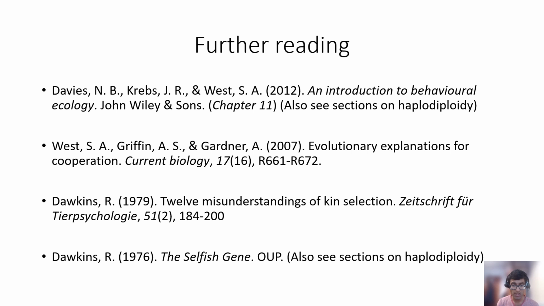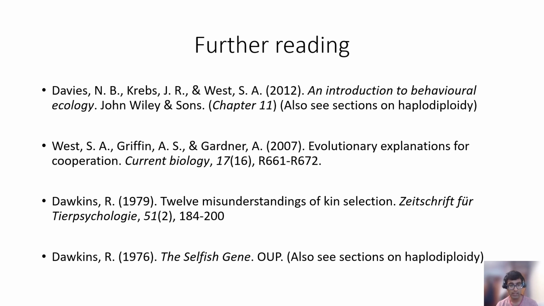Further reading for this lecture, some of these you'll have looked at already. The general textbook for behavioral ecology, I think, if you have access to it, would be worthwhile looking at in detail. It's beautifully written, really lovely explanations, and very clear. That's the Davies, Krebs and West Introduction to Behavioral Ecology. Chapter 11 is on kin selection, and there are also sections on haplodiploidy that Jan is going to introduce in the next lecture.